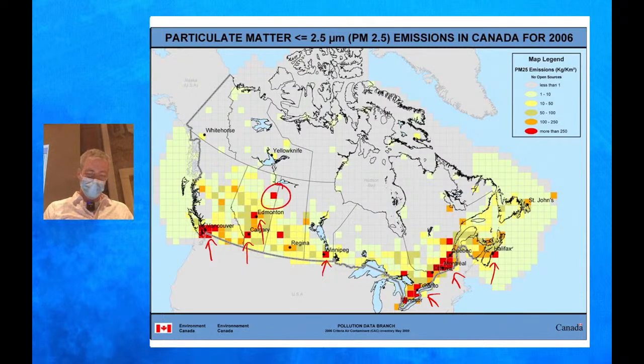Another one up here. What's that? I think that's Fort McMurray. Is it? Yeah. That's, of course, oil sands, where there's all kinds of industrial activity going on up there. So that's pretty high as well. So, it's kind of what you'd expect in Canada.